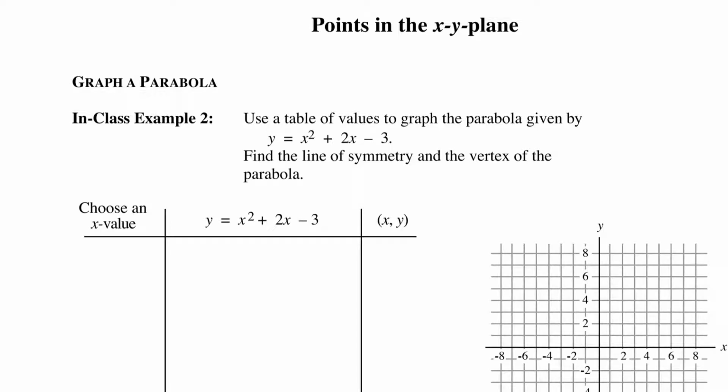I'm going to talk to you today about points in the XY plane. And we're going to start by graphing a parabola. This is in preparation for graphing trig functions later on. The function we're going to graph right away, y equals x squared plus 2x minus 3. And as you can see, we're asked to find the line of symmetry and the vertex of the parabola.